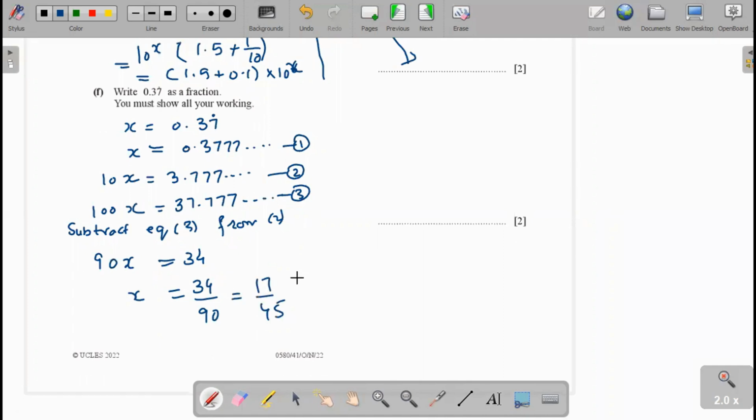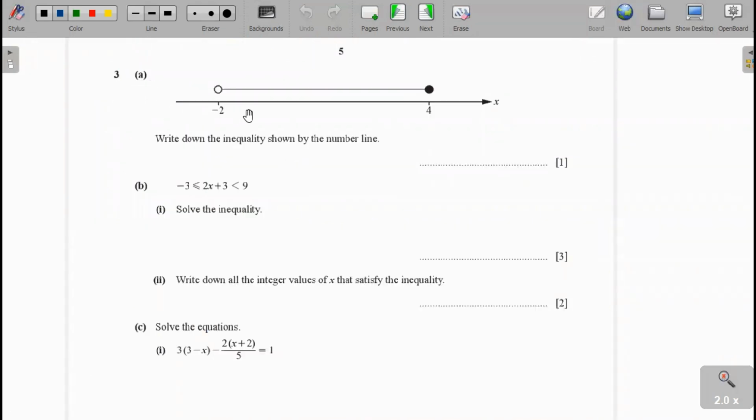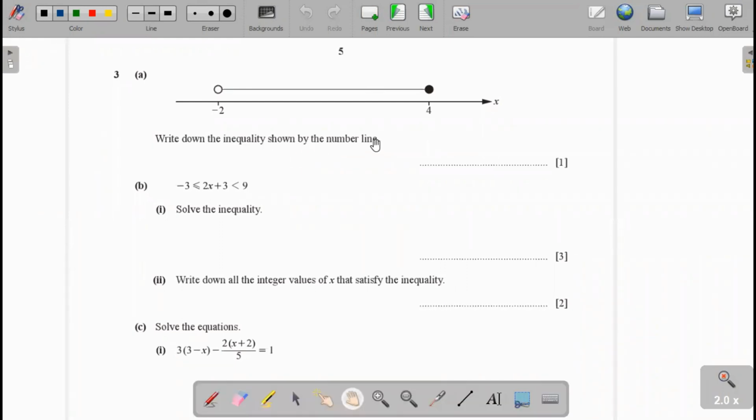This is the fraction. Question 3 part A, you see here, this is the number line. Write down the inequality shown by the number line. You see here this shows that the number in between these two values is x. Suppose the name is x. You see here the values from -2 to 4. Now the first value is -2, the minimum value is -2, and the maximum is 4.